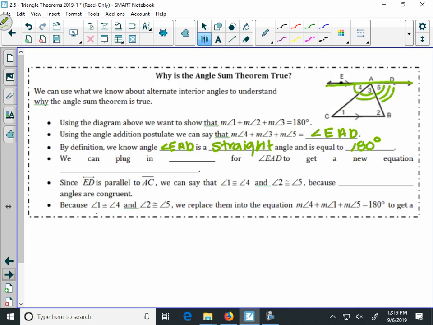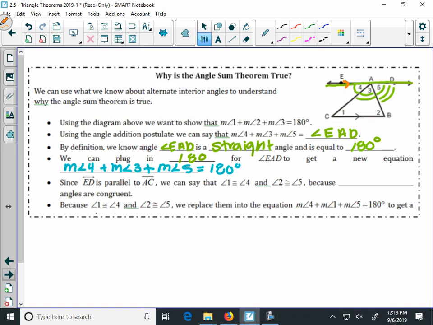So because that's a straight angle, we can replace EAD in that equation. We can plug in 180 degrees for EAD to get a new equation. Whatever angle 4 is, plus whatever the measure of angle 3 is, plus whatever the measure of angle 5 is, will give us 180 degrees. Just like we did with linear pair angles. And because those three angles are adding to a straight angle, those three angles are going to add to 180 degrees.